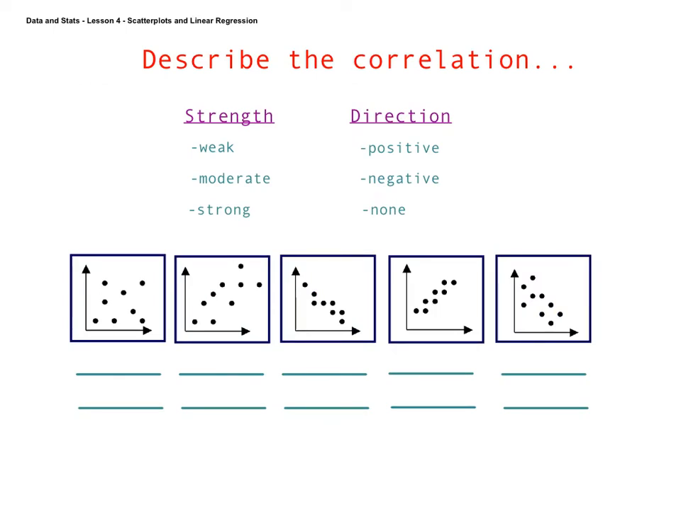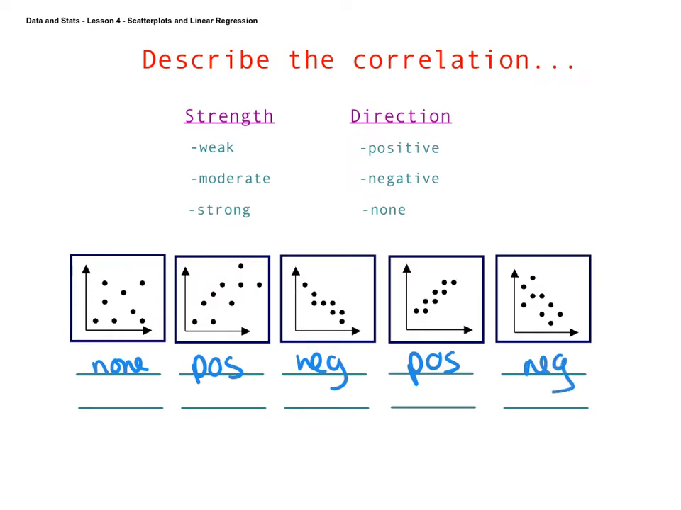So we're going to look at this data and describe the correlation. I would say the first one, there is no correlation. I'm actually not going to talk about the strength because if there's no correlation, then there can't be strength. I'm going to say that this one's positive, and this one's positive, and this one's negative, and this one's negative.